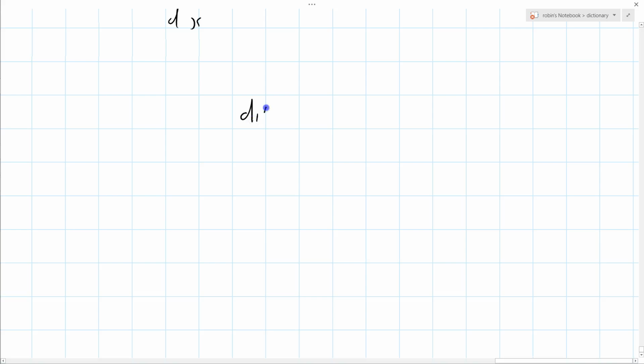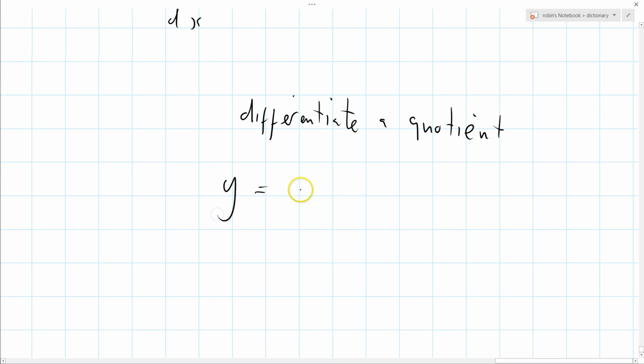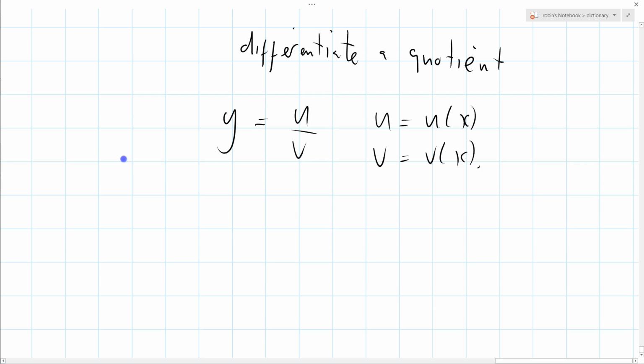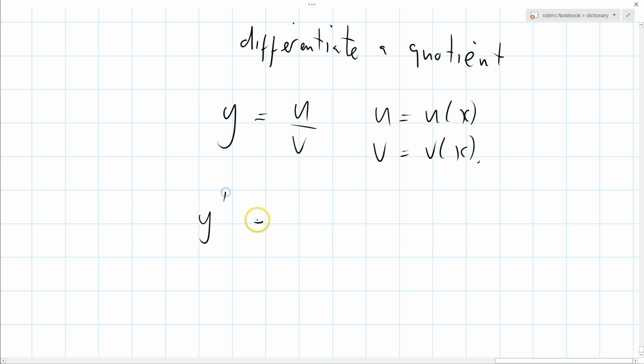Right, I'm going to show you how to differentiate a quotient, one thing divided by another. So if y equals u over v, where u equals u of x is some function and v equals v of x is another function, then y dash, which is the derivative, equals u v dash minus u dash v... No, it isn't, is it?